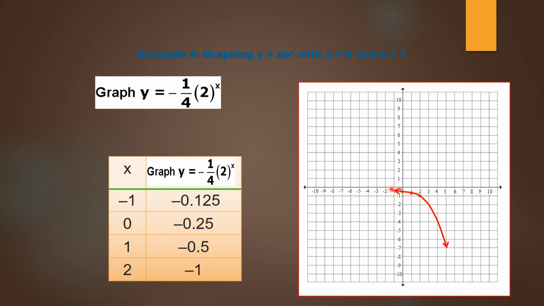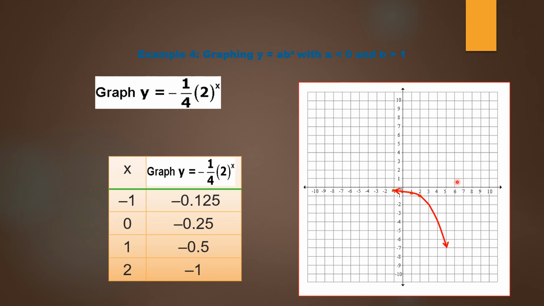We notice that the graph here is going down. Because of what? Because of this negative. This negative reflects the original graph across the x-axis to make a new graph. The negative here means reflect across the x-axis. The original graph will be like this. It will be reflected across the x-axis to be like this because of this negative. The negative here makes the graph go down.